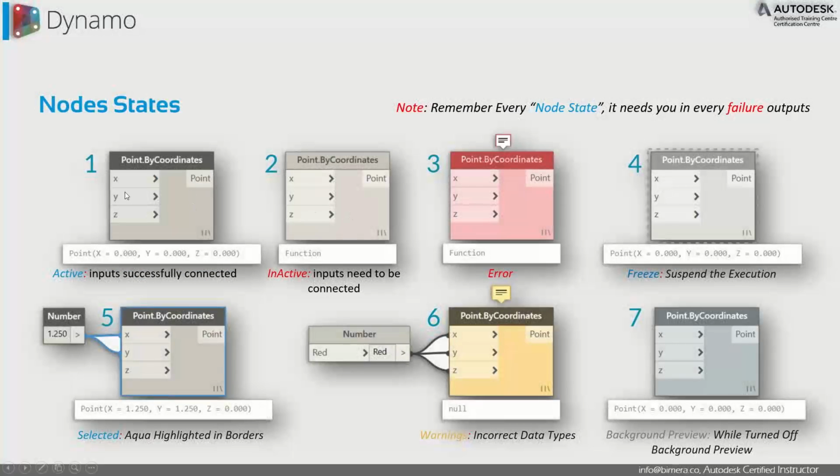See this, where there's a point out by coordinates, again there's a point out by coordinates, all are the same point out by coordinates node only, but each and every node is in a different color. It has a different behavior actually. So you have to understand why this node is in a dark color and why this node is in a light color.